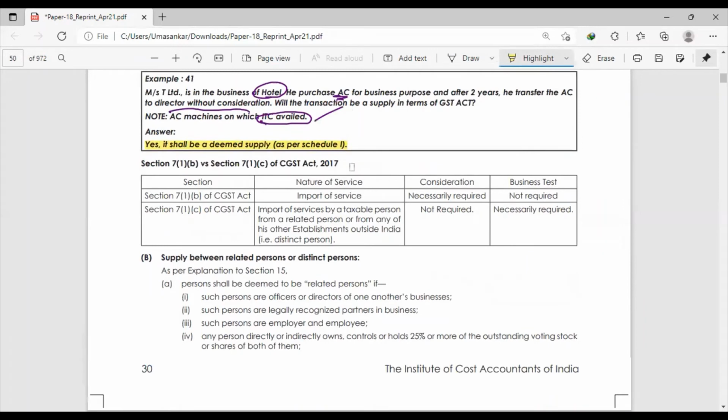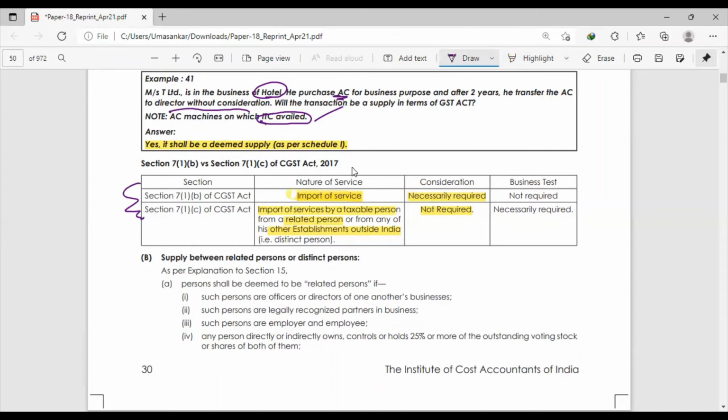So what's the difference between section 7 subsection 1 clause b and section 7 subsection 1 clause c? The difference is that it is import of service. It's import of service by a taxable person from a related person or from any other establishment outside India. Here it is just the import of services. 7.1(b) is import of services from a related person or other establishment where there is no consideration. See, here there is no consideration, but here consideration is there. This is the difference. You need to distinguish between these two.